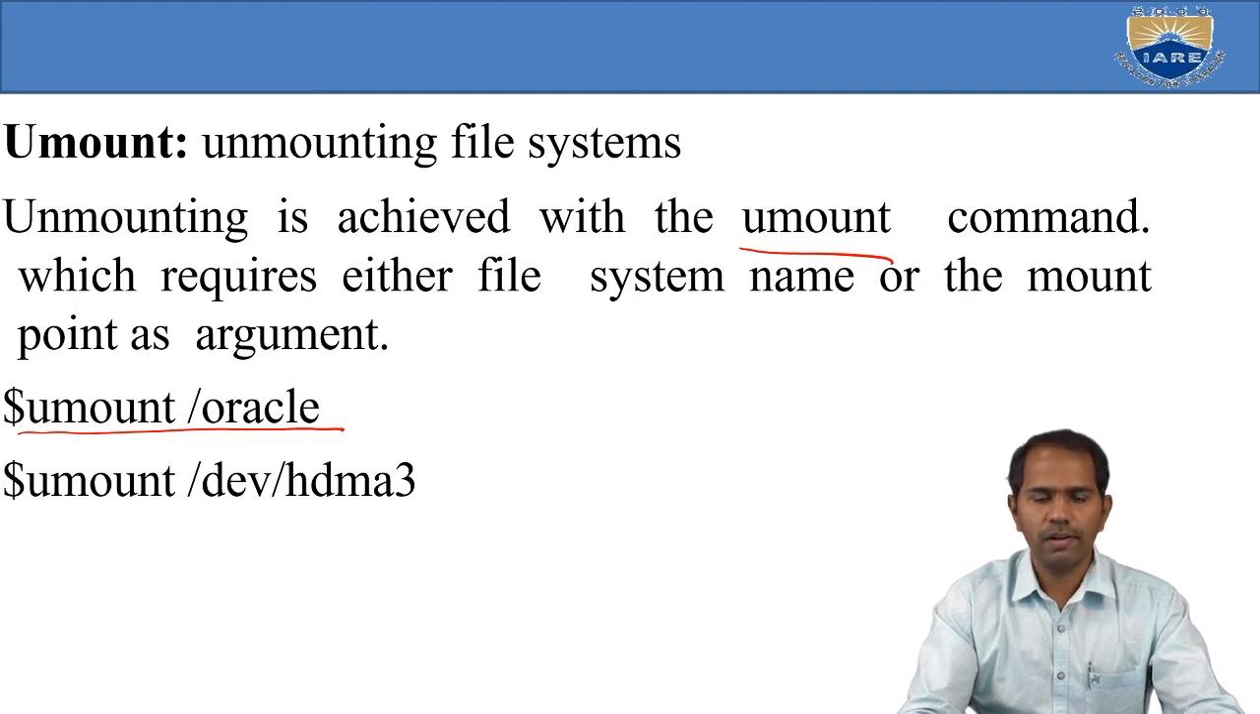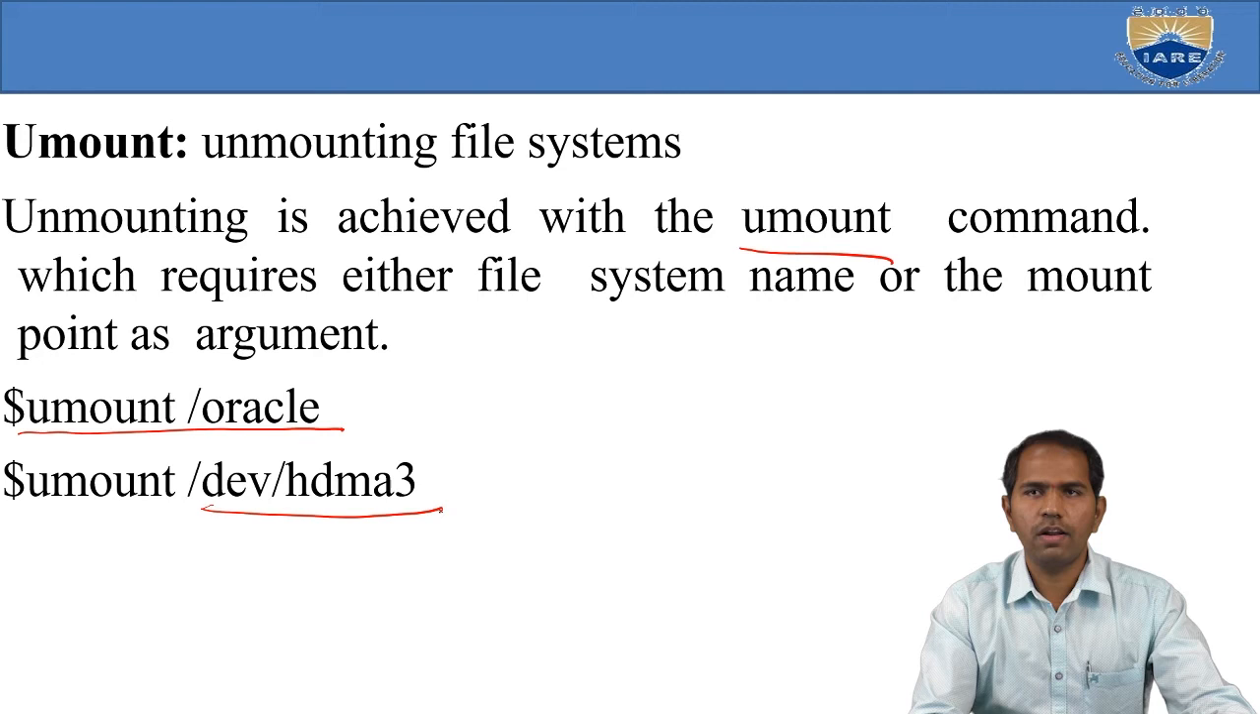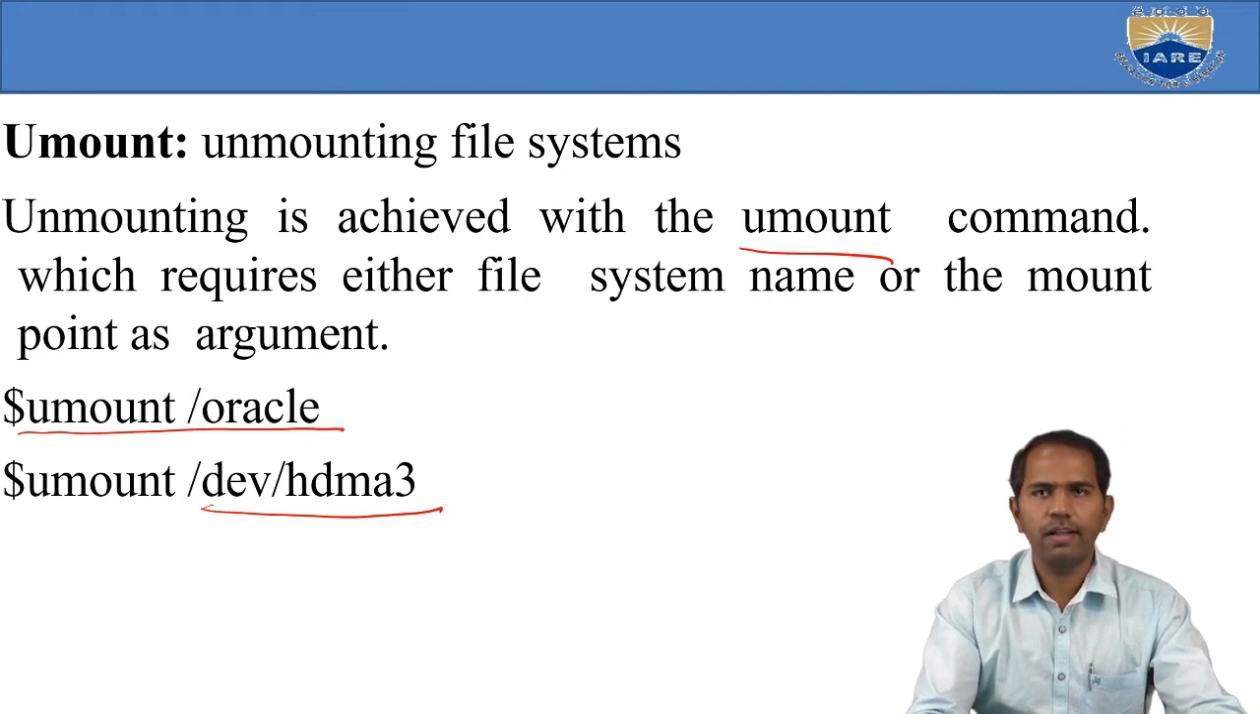Use the umount command. The second one is a device, hda3. Now we have the hda3 connected, and we have to unmount it. Simply use umount, which disconnects the device named hda3. So the device has to be unmounted.